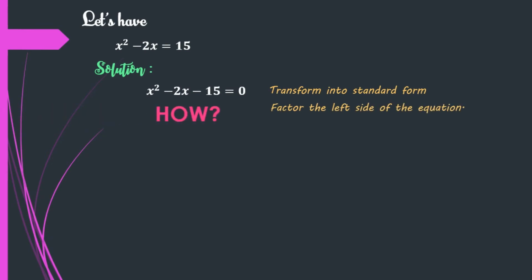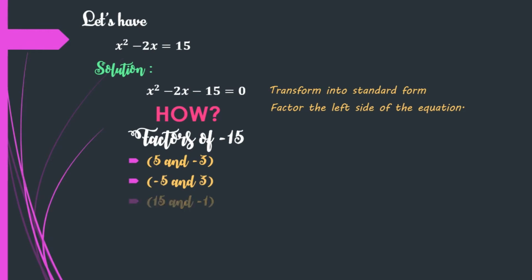But how? First, we have to find the factors of negative 15. We have 5 and negative 3, negative 5 and 3, 15 and negative 1, negative 15 and 1. If you multiply these factors, it will result in negative 15. The next thing to do is to find the factors that will result in negative 2 when added.